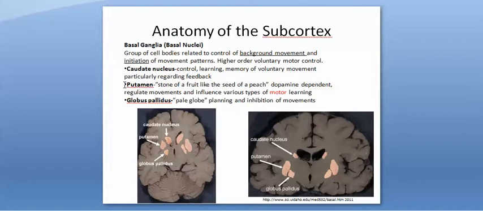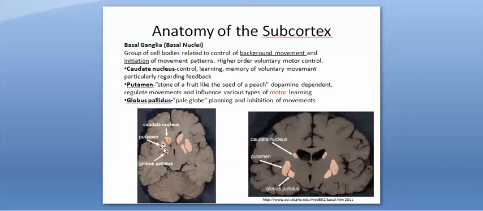So let's talk about, here's a picture. This is a coronal view of the brain. Here's the putamen. Here's another picture of it. This here is a horizontal view of the brain.